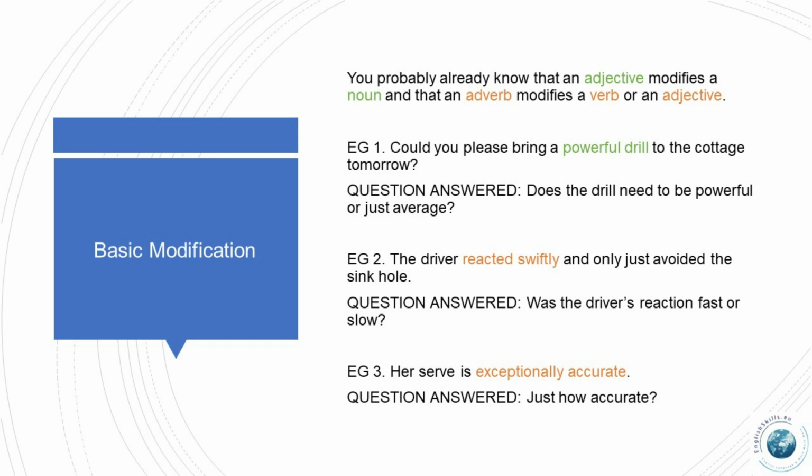For all we know, the driver might not have been concentrating. Well, as soon as we say reacted swiftly, we're adding detail. We're making the picture clearer and more interesting. Example 3, her serve is exceptionally accurate. Question answered, just how accurate? Good for you. I'm terrible at tennis.